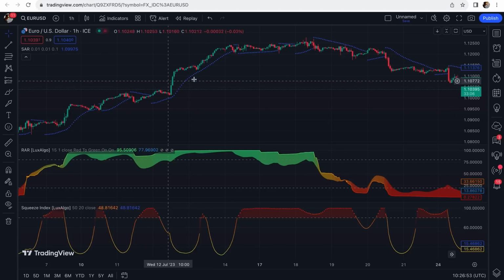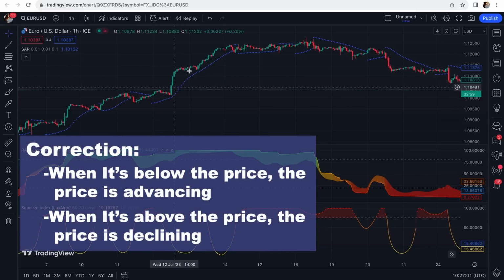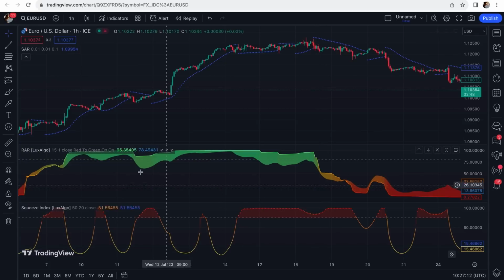And we use parabolic SAR for evaluating momentum changes in the market. If you're familiar with this indicator, when it's below zero, the price is advancing, and when it's above zero, the price is declining.